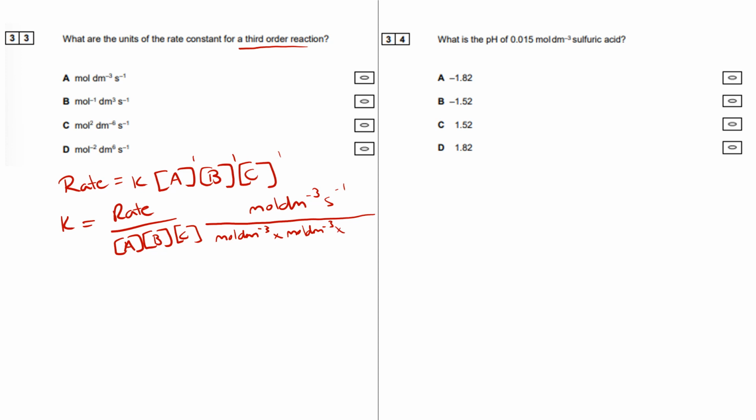I'll just write out each one to show how to calculate it if you're not too sure with this bit. So let's simplify this fraction. We've got 1 mole per decimetre cubed on the top, so that cancels out with 1 mole per decimetre cubed below. That leaves us with s to the minus 1 on the top and 2 lots of moles per decimetre cubed.